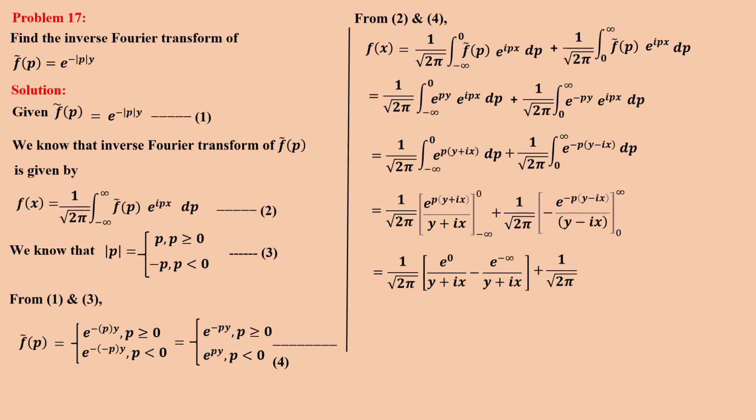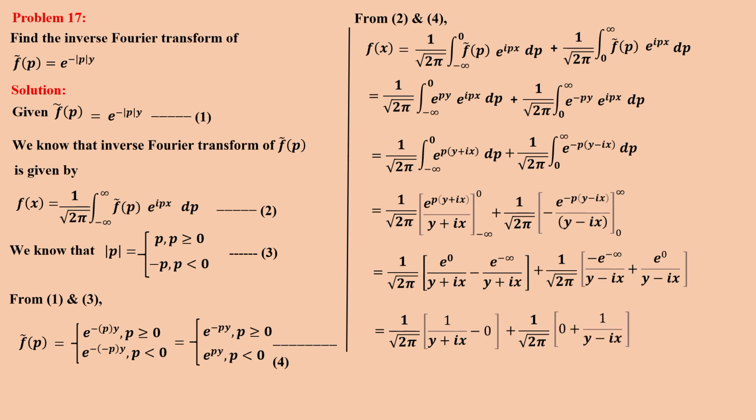Similarly, in the second term, 1 by root 2 pi, minus e power minus infinity at the upper limit by y minus i x, plus the lower limit e power 0 by y minus i x, because minus into minus is plus. So e power 0 is 1 and e power minus infinity is 0. We get 1 by root 2 pi, 1 by y plus i x plus 1 by y minus i x.